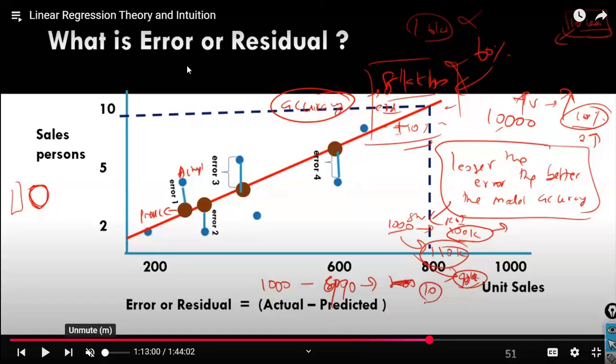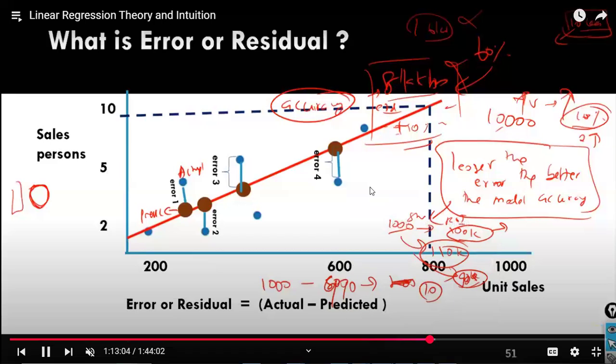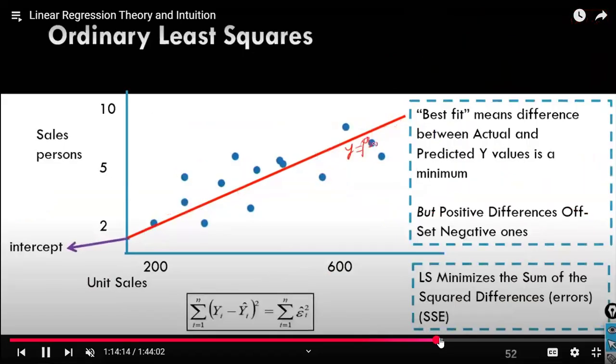Now, the error is also called a residual. Residual is for the sample data. If you fit a model with the sample data, that is called residual. If you use the population, that's called your error. But in general, both of them are the same. What is the formula to find the error or residual? You subtract the predicted value from the actual. That is called your residual. If you square this value, actual minus predicted whole squared, that is called squared error. And if you sum each and every squared error, that is called sum of squared error.